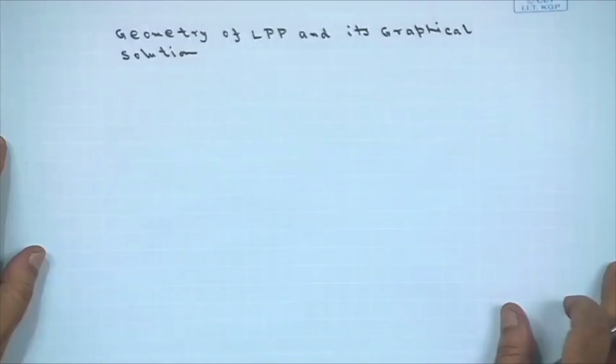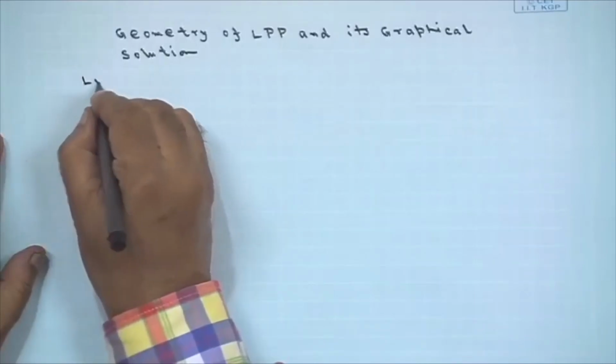Now, let us start the geometry of LPP and its graphical solution. Geometrically, how does LPP look, what does the objective function or the constraints look like geometrically, and what about the feasible solution? All these things let us discuss first, and then we will go to the graphical solution of LPP. We will only go for graphical solution of LPP for 2 variables only, because with 3 or more variables it becomes difficult to visualize. First, let us go with certain definitions.